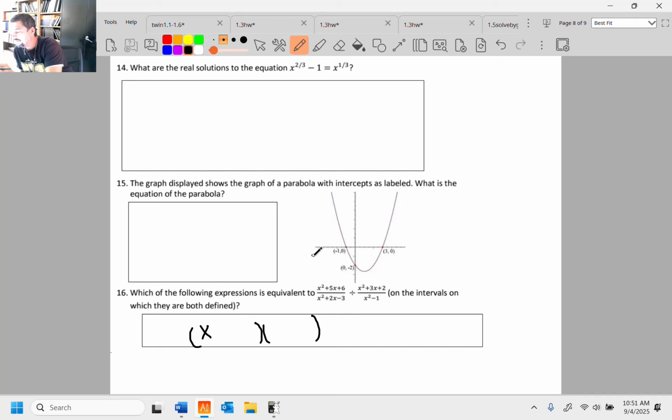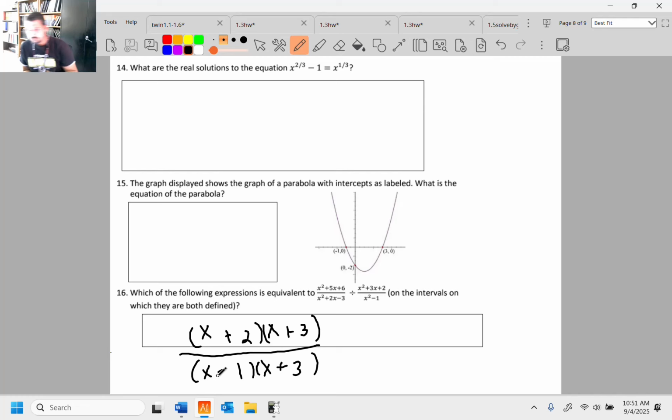X squared plus 5x plus 6, it takes an x and x to make x squared. Factors of 6 are 2 and 3, and I know they're 2 and 3 because 2 plus 3 is 5. The bottom factors, again, x and x. Factors of 3 would be 1 and 3. We have to add the 2, so the 3 is positive and the 1 is negative. Now, we're going to change this to multiplication.